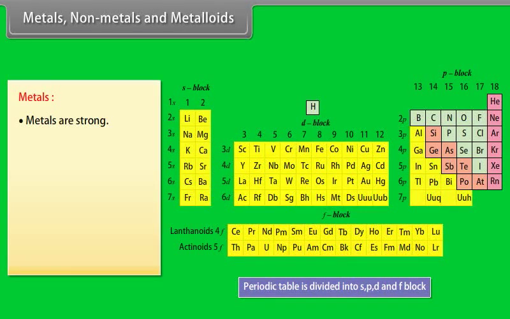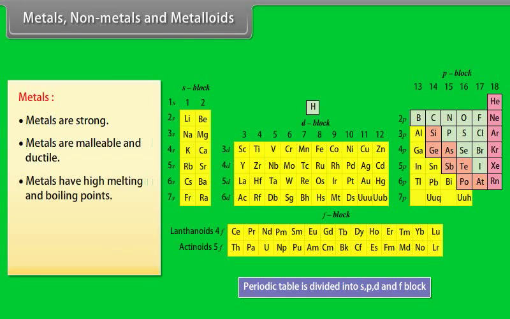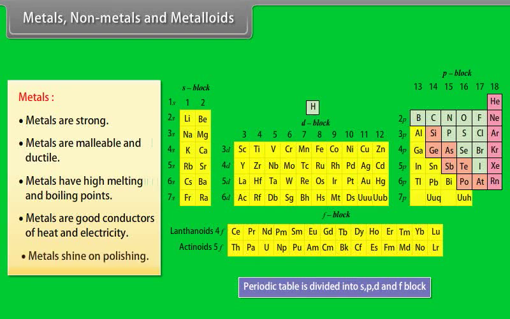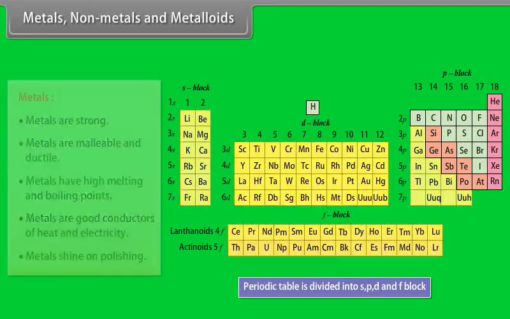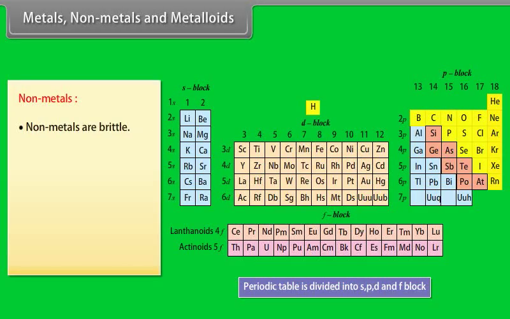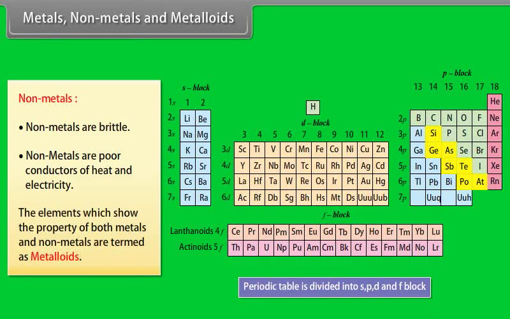Metals, nonmetals, and metalloids. Metals. Metals are strong. Metals are malleable and ductile. Metals have high melting and boiling points. Metals are good conductors of heat and electricity. Metals shine on polishing. Non-metals. Non-metals are brittle. Non-metals are poor conductors of heat and electricity. The elements which show the property of both metals and non-metals are termed as metalloids.